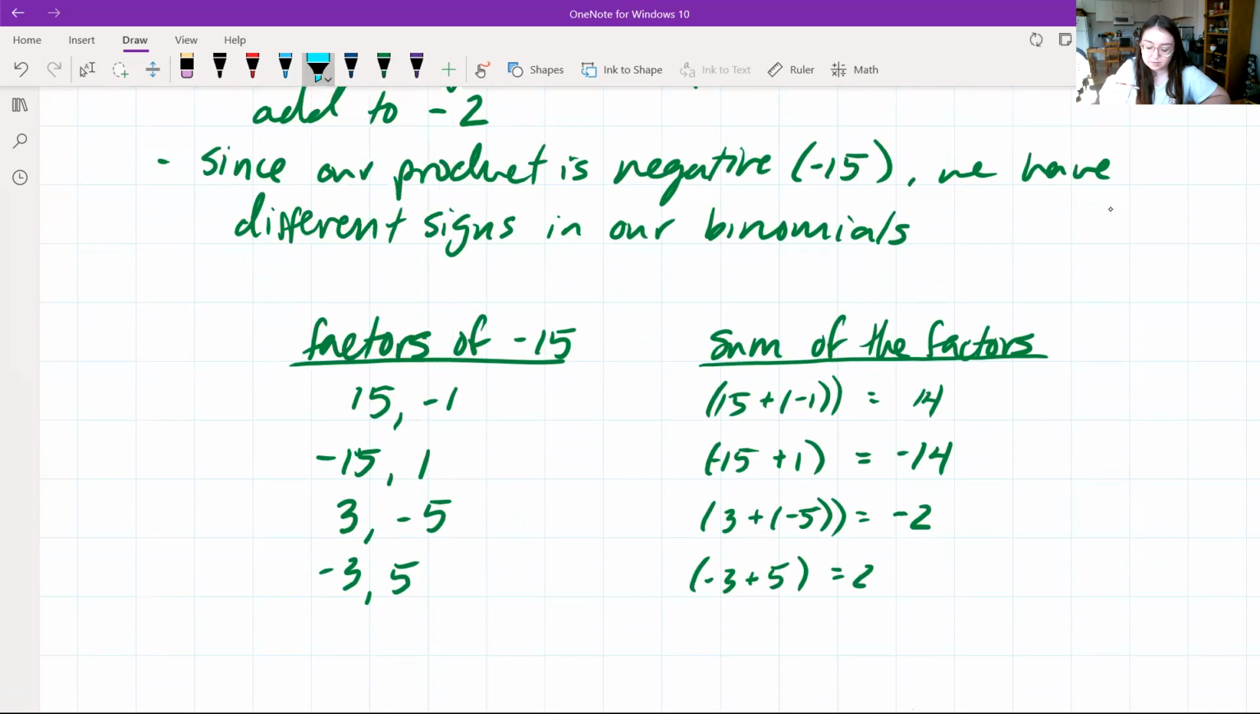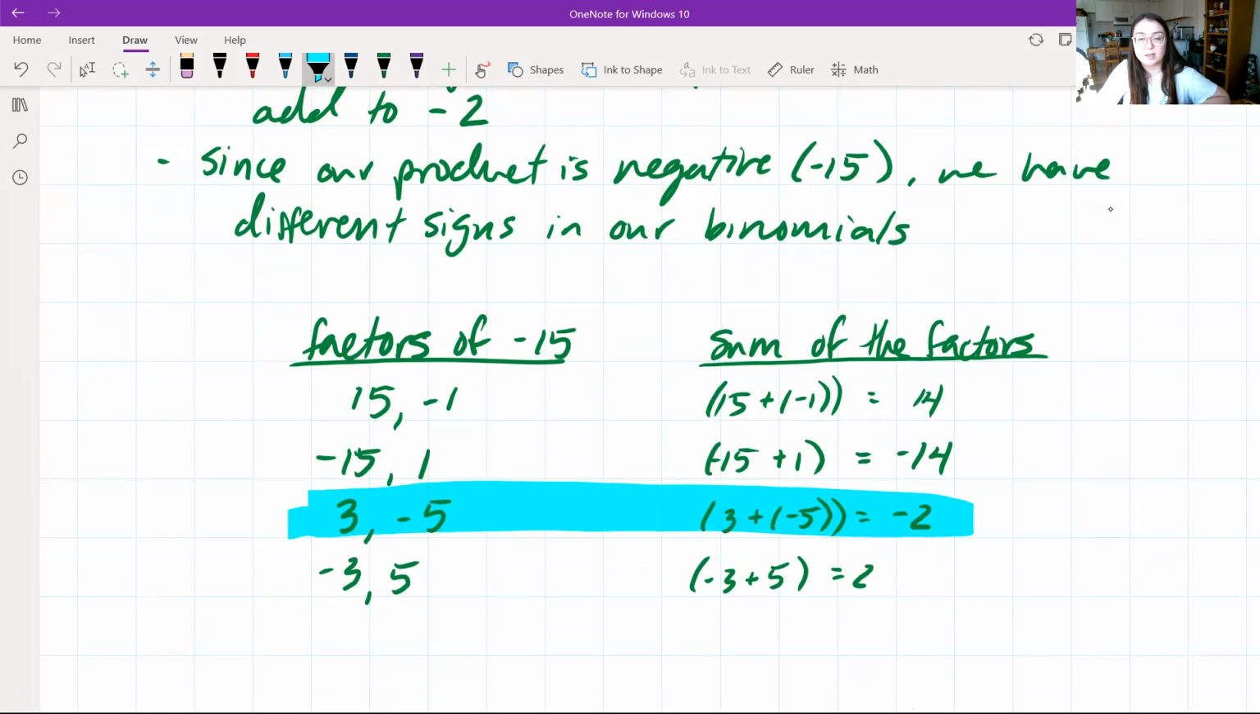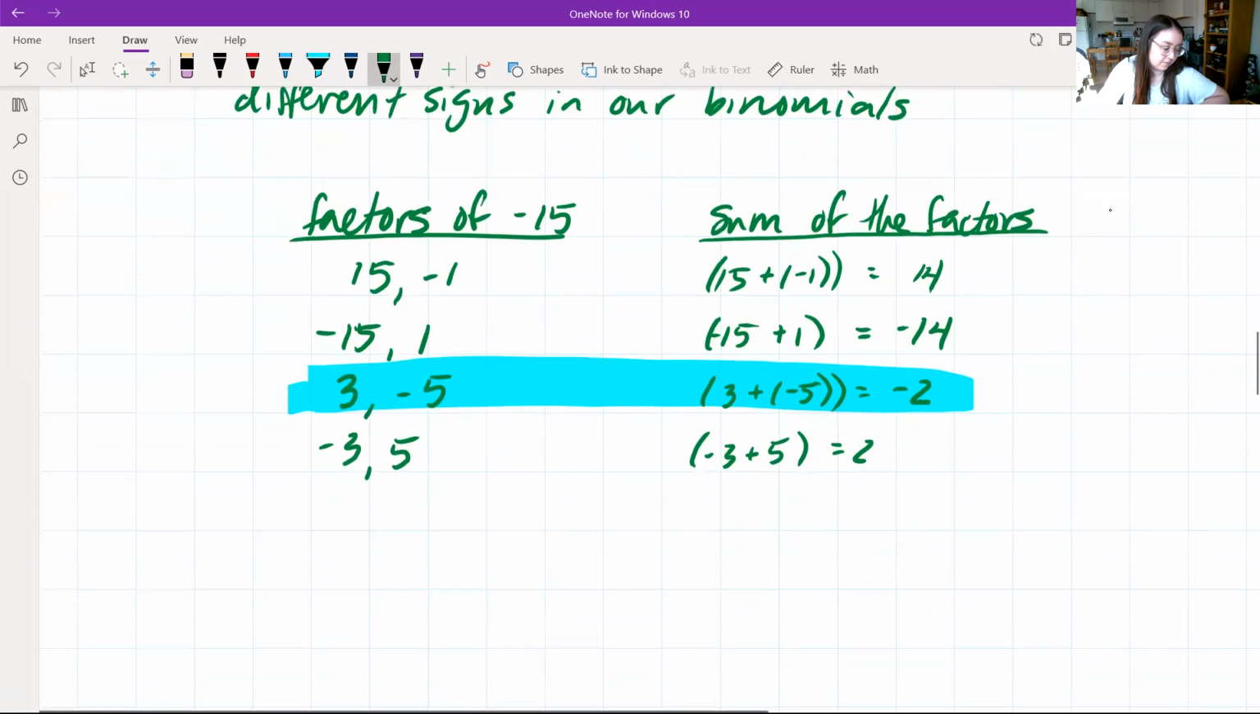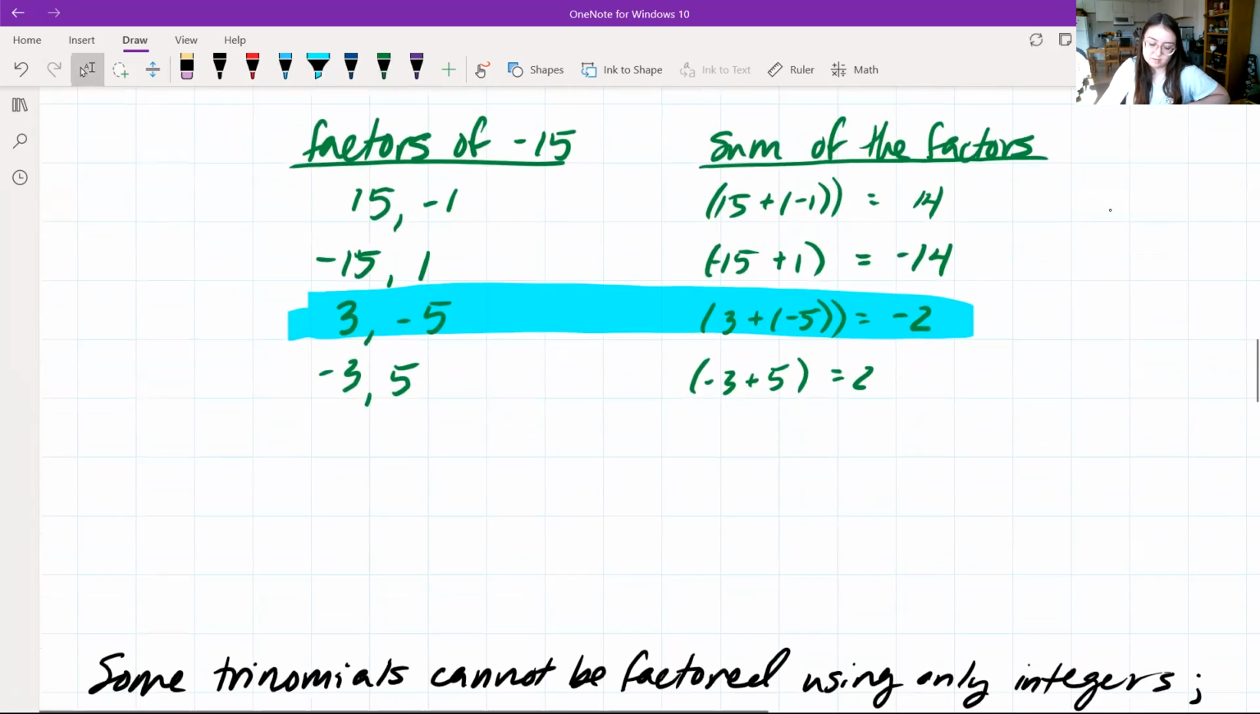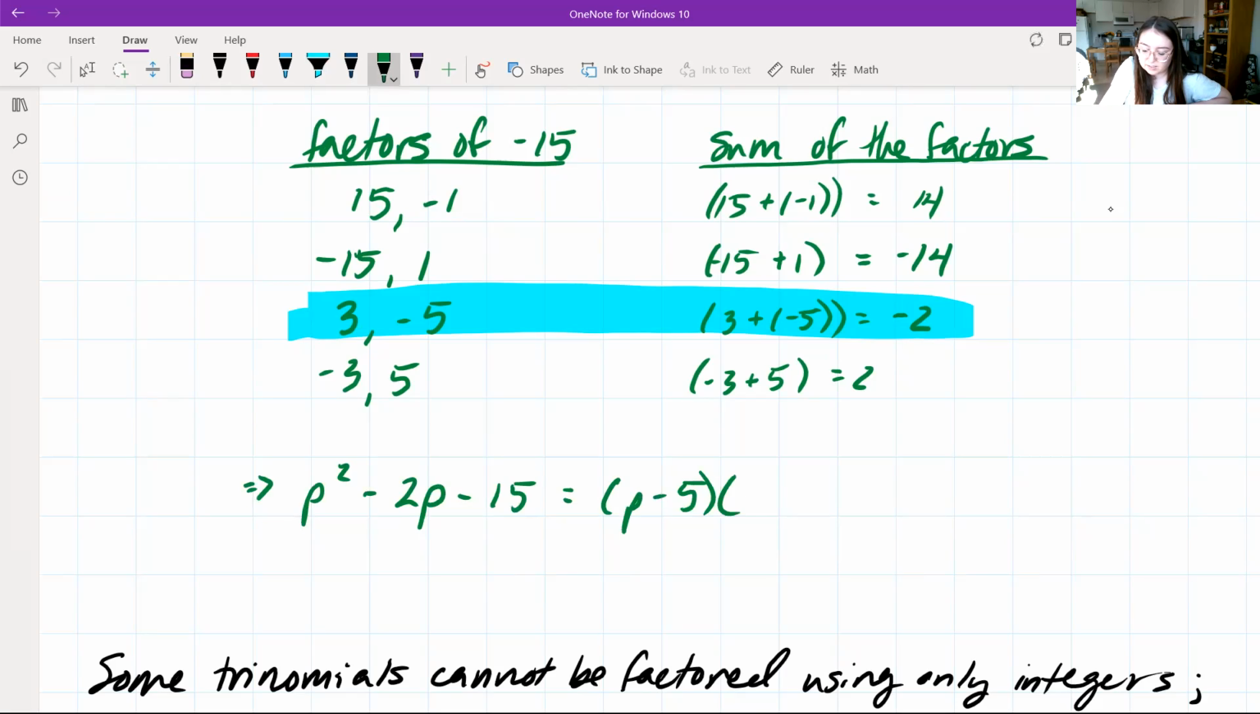So these are the factors we're looking for. They add to negative 2 and they multiply to negative 15. So this means that p squared minus 2p minus 15 is equal to p minus 5 times p plus 3.